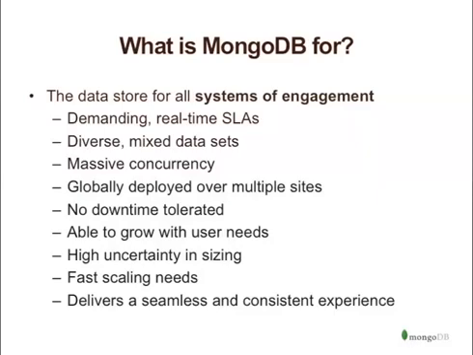You want to be able to grow with user needs. This is a key point. You want to make sure that you are not stuck in the constraints of a given data model. You have to be able to grow as the market evolves and as the data that you need for your application evolves. There is a high degree of uncertainty in sizing. What you start with at the beginning of your deployment is not what it's going to be after a year. There could be explosive growth, which means that you may have to grow from 1,000 users to several million users in the space of a few months. And you have to be able to deliver a seamless and consistent experience wherever you are and at any time. That's the system of engagement.